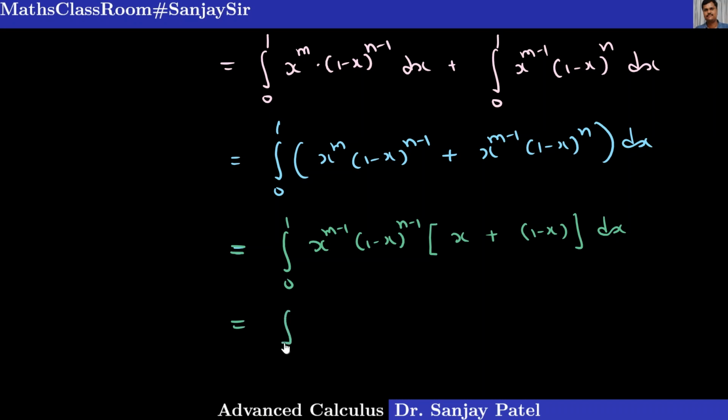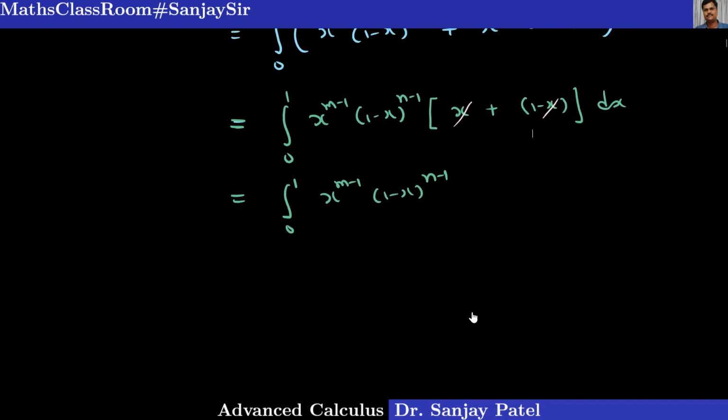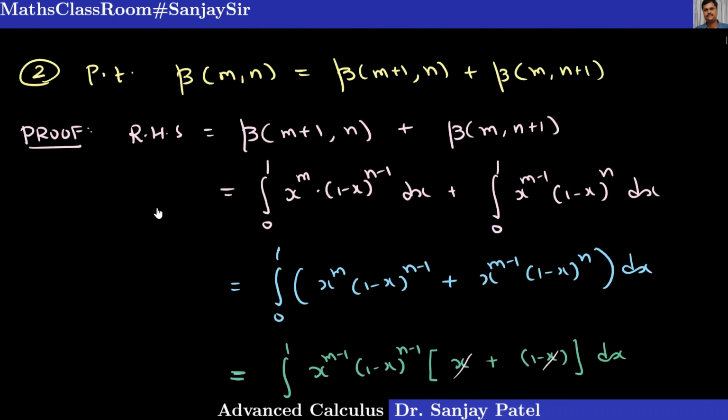and this is equal to integral 0 to 1 x raised to m minus 1 into 1 minus x raised to n minus 1. This is nothing but 1. So this will be cancelled and you will get simply 1. So this gives you, let me write dx here, beta of m comma n, which is equal to your LHS. So we have proved that LHS is equal to RHS in this result. This was the requirement.